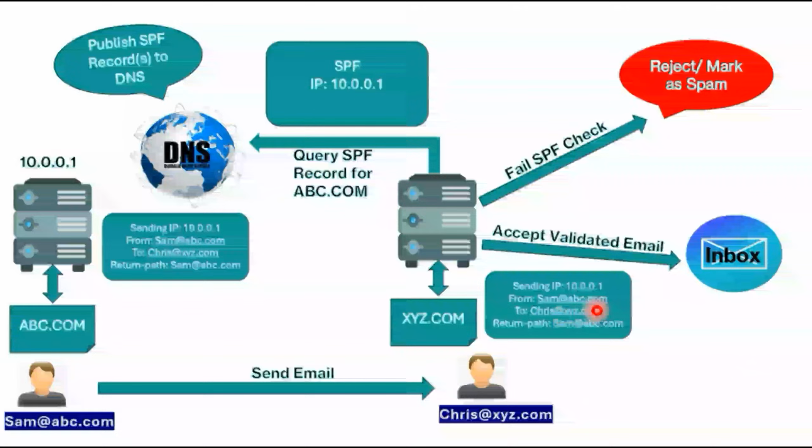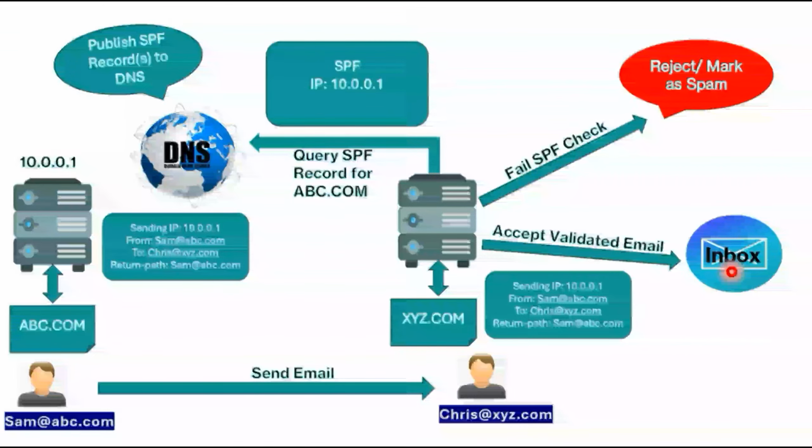The public DNS will return the SPF record details for abc.com, and the recipient server will check whether the connecting IP address, or the sending IP address, is included in the SPF record or not. If the sending server's IP address is found in the SPF record, the SPF check will pass and the email will be routed to Chris's inbox.